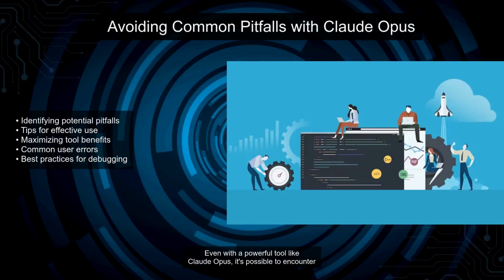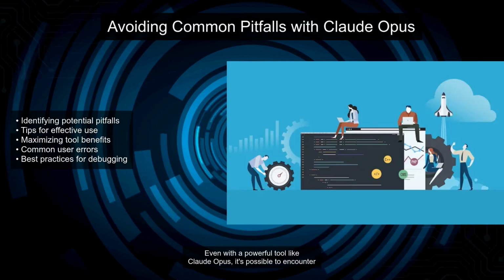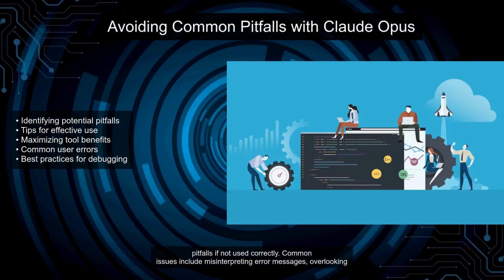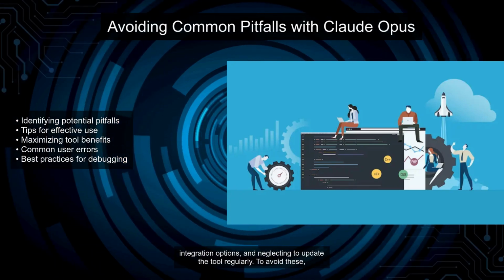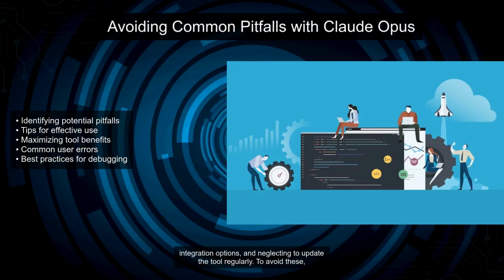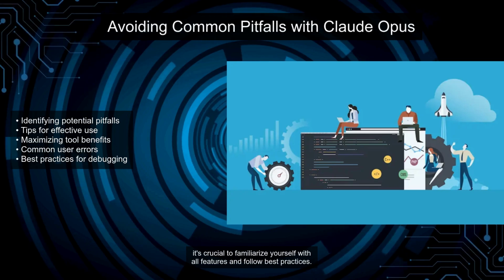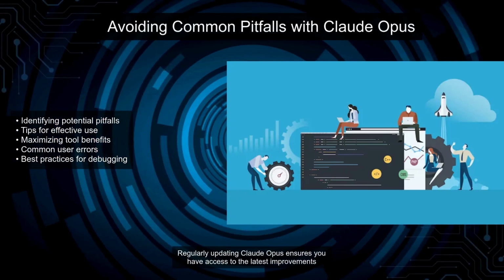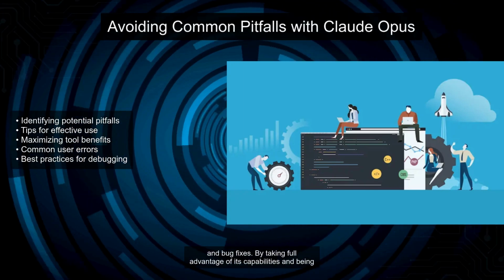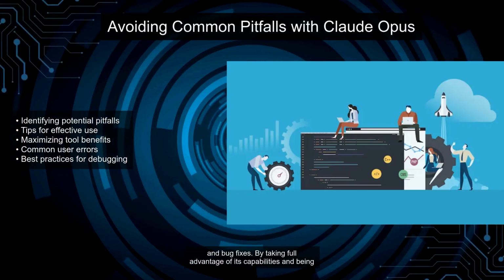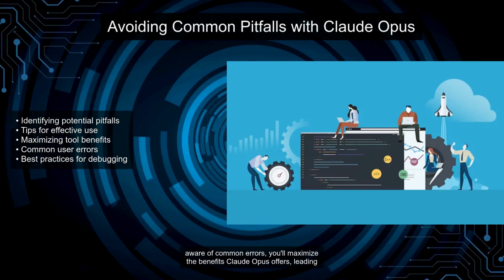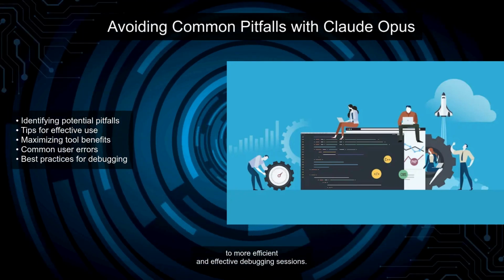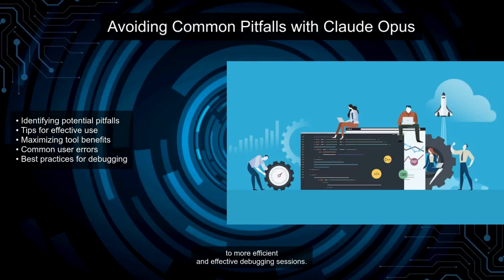Even with a powerful tool like Claude Opus, it's possible to encounter pitfalls if not used correctly. Common issues include misinterpreting error messages, overlooking integration options, and neglecting to update the tool regularly. To avoid these, it's crucial to familiarize yourself with all features and follow best practices. Regularly updating Claude Opus ensures you have access to the latest improvements and bug fixes. By taking full advantage of its capabilities and being aware of common errors, you'll maximize the benefits Claude Opus offers, leading to more efficient and effective debugging sessions.